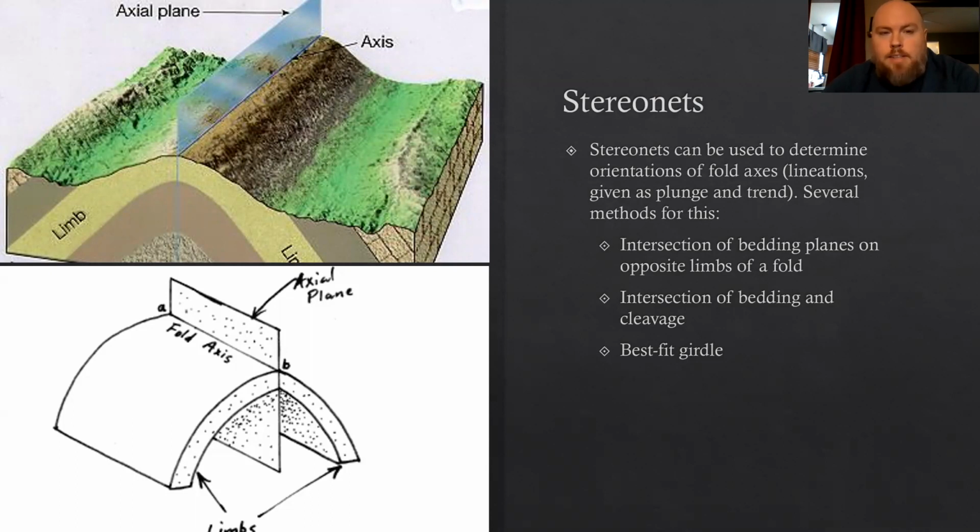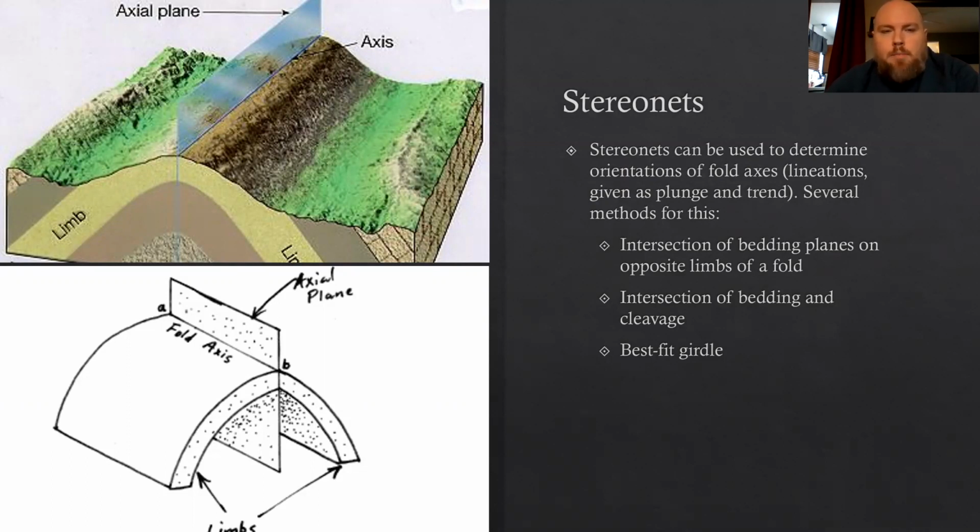Now, if the fold axis is not plunging, meaning that it doesn't have a plunge or that its plunge is 0, then your fold is not a plunging fold. It's just a syncline or an anticline. On the other hand, if your fold axis has some sort of plunge to it, then you can assume that you have a plunging syncline or anticline. So stereonets can be used for the purpose of finding the actual orientation of this fold axis.